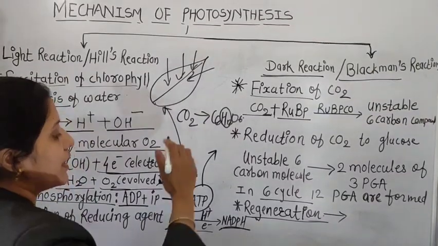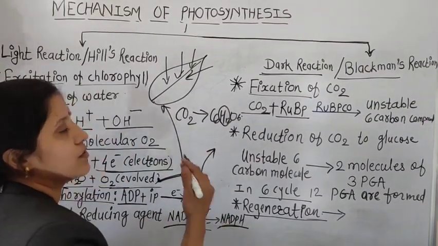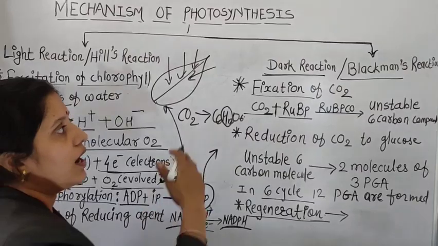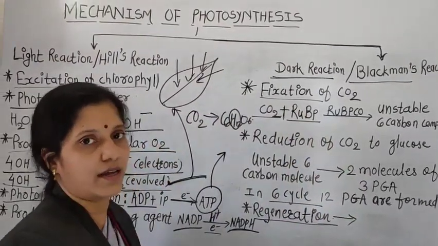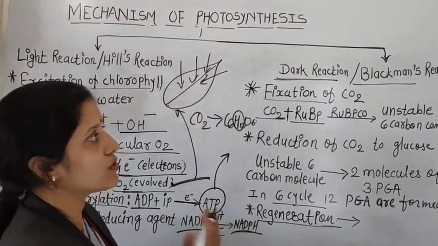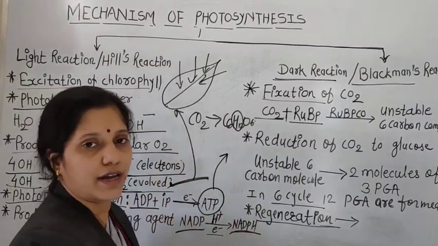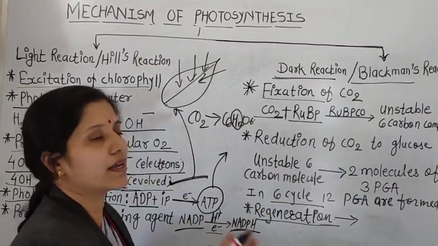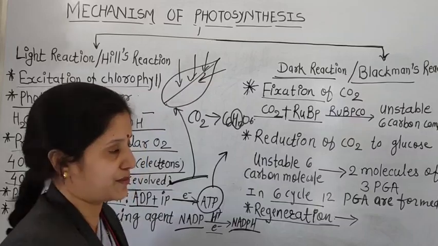So in this way, ATP and NADPH which are formed in the light reaction are utilized in the dark reaction. That's why we say that dark and light reactions are distinct but they are related reactions.